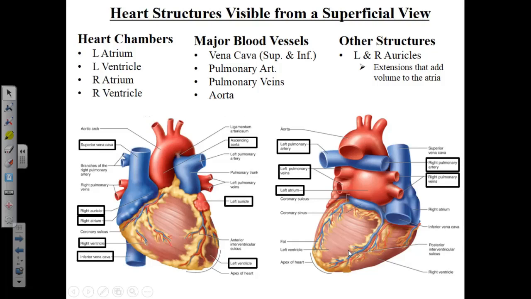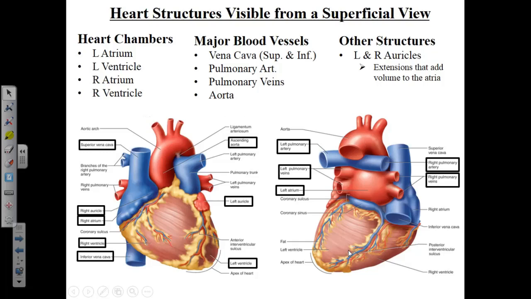One of the other things that we have here is something called auricles. These are ear-like protrusions that increase the size of the atria. Remember, the right atrium was over here, and these ear-like protrusions increase the size of the atria, so they have a slightly larger volume.